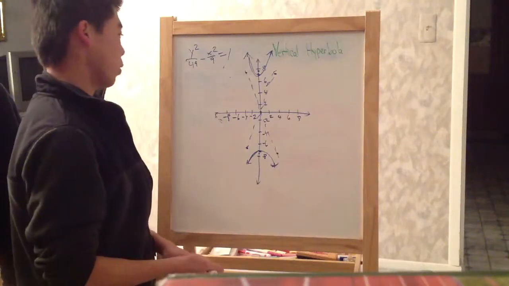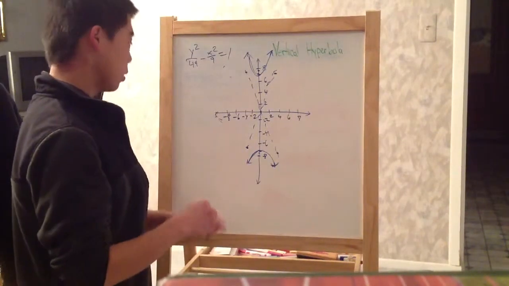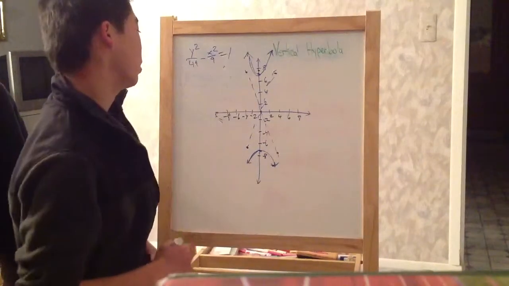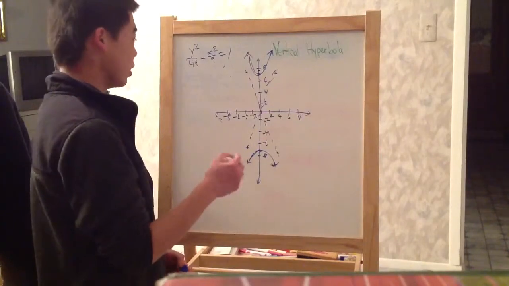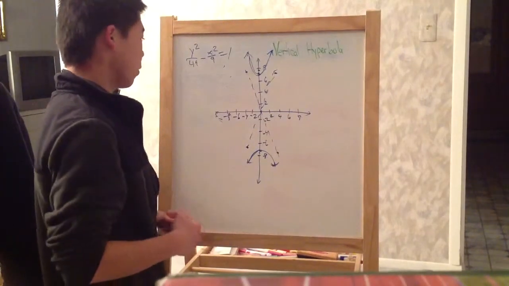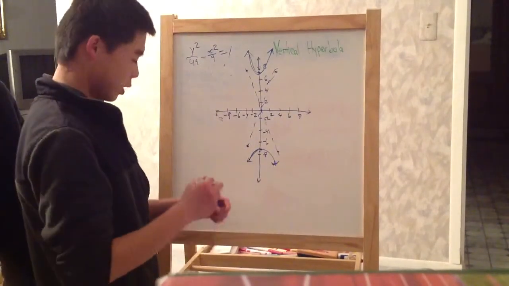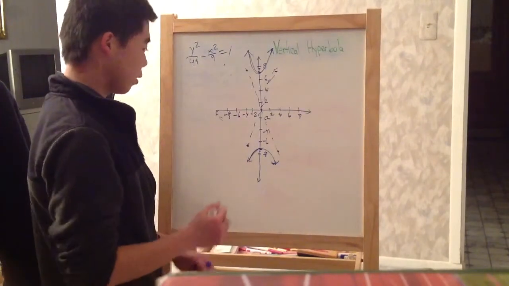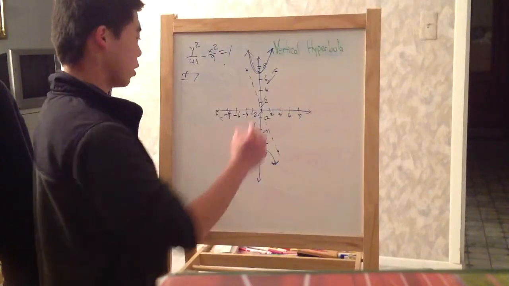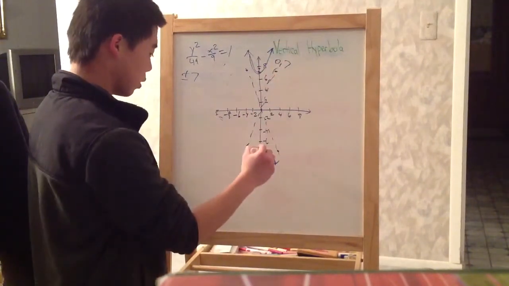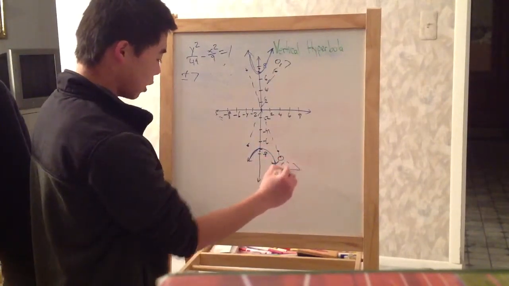Okay, so this is a vertical hyperbola because the y is positive in this equation. So the center is (0, 0). To find the vertex, we need to find the square root of 49, which is plus or minus 7. So the points of the vertex will be (0, 7) and (0, -7).